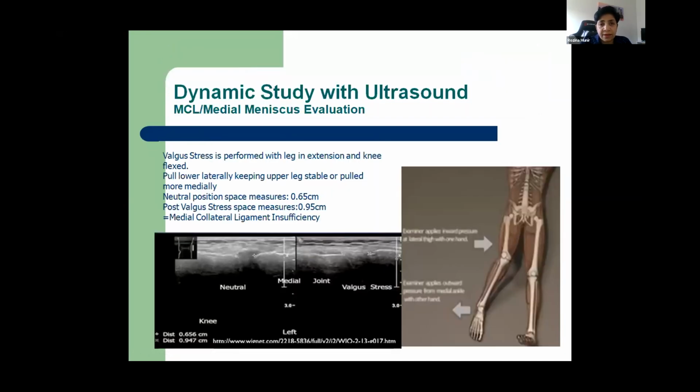As I mentioned, with ultrasound you can perform the dynamic study. This is the evaluation of the knee joint, where they performed a certain movement called the valgus stress. If you look over here, this is the normal evaluation, and they measured this distance. But when the valgus stress movement was performed, they found a medial collateral ligament insufficiency. So that's how the ultrasound is also very helpful.